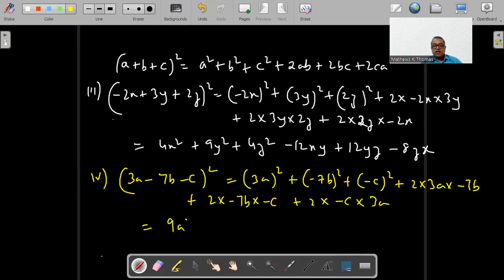Opening the bracket, we get 9a square, 49b square, c square. Again, all the negatives have become positive. Here, of course, 2 3s are 6, 6 7s are 42, so minus 42ab. There are two negatives in the next term, so it will become positive: positive 14bc. And here I'm going to multiply 2 into minus c into positive 3a, that is minus 6ca, right? This will be answer number 4.